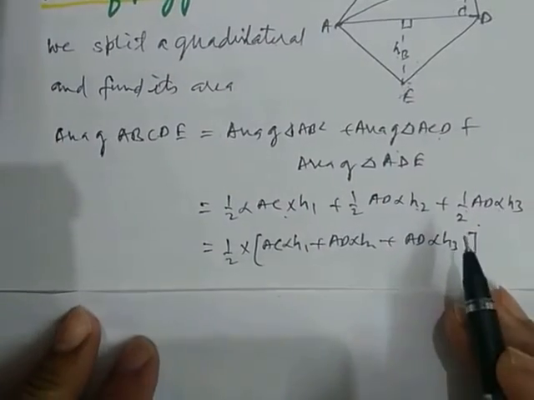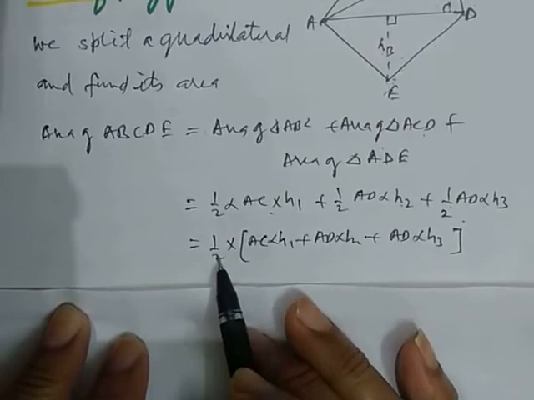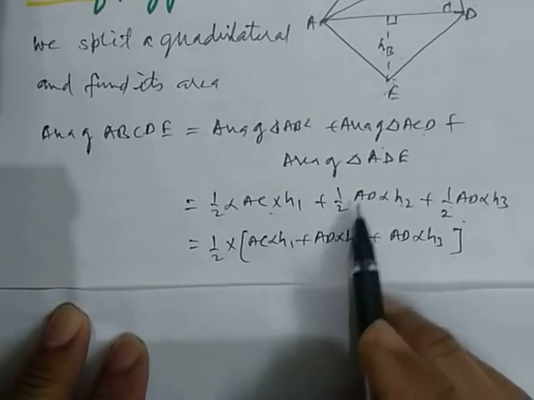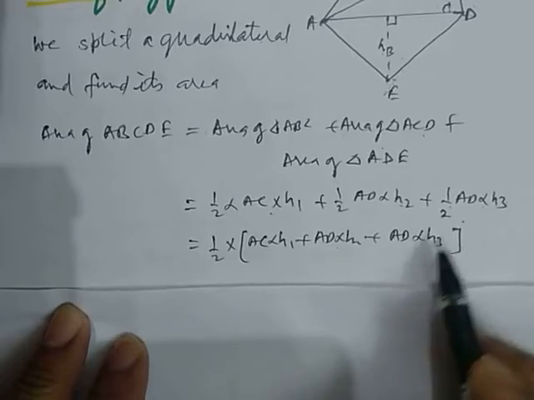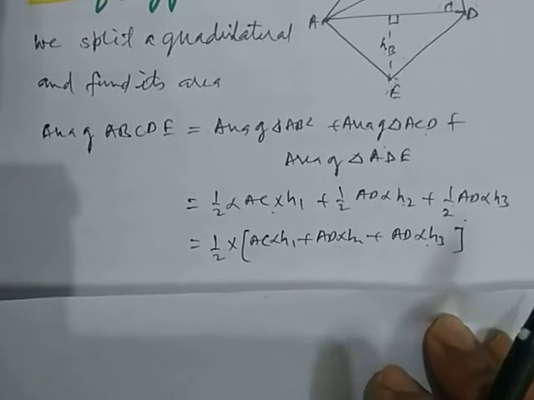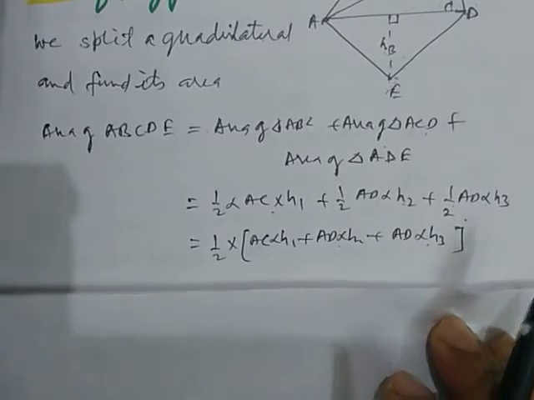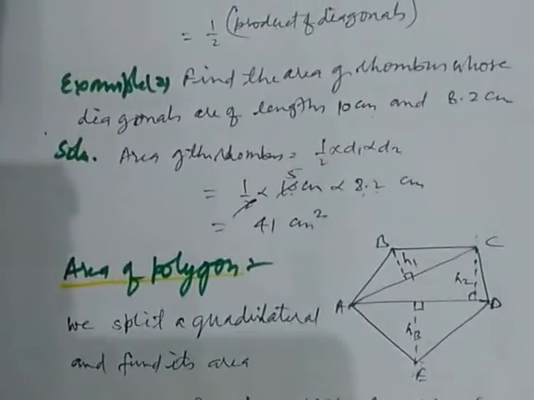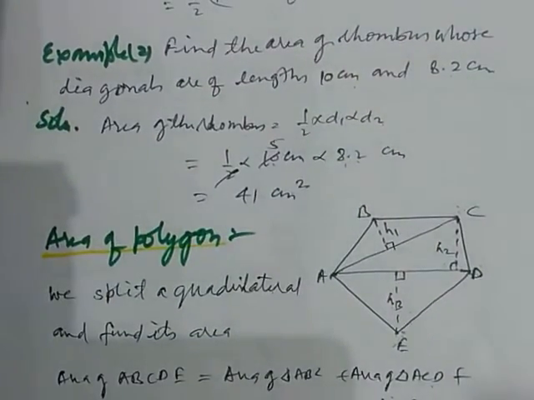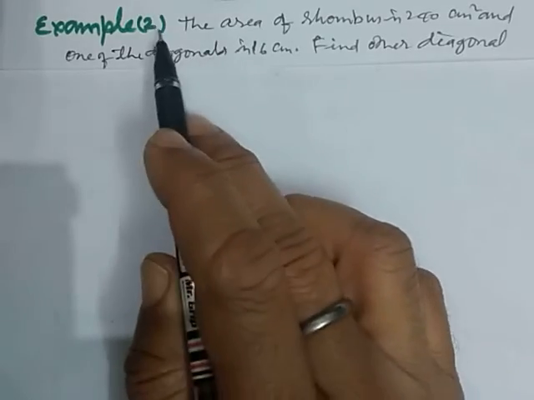Now taking half as the common, we get A1 into H1, A2 into H2, and A3 into H3. This way we can calculate the area of any polygon. So use this technique to solve the problem. Now we solve the next example.